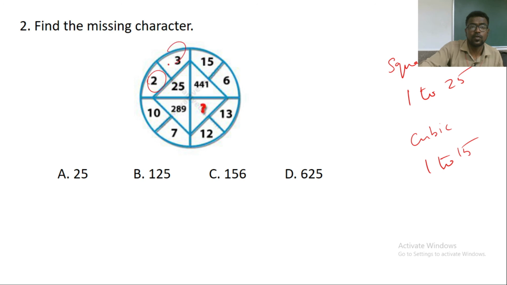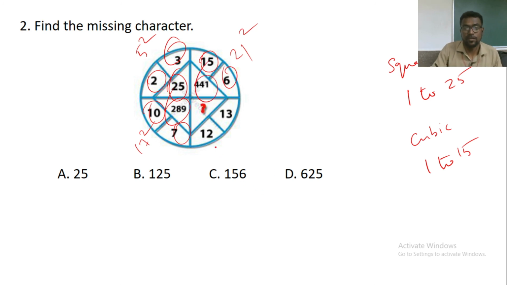Here we have 2 and 3. The addition of these is 5, and 5 squared is 25. With the same logic, 10 plus 7 gives 17, and 17 squared is 289. And 15 plus 6 is 21, 21 squared is 441, and in the same way 12 plus 13 is 25, and 25 squared is 625, which we have in option D as the answer. So 625 is the answer for this question.